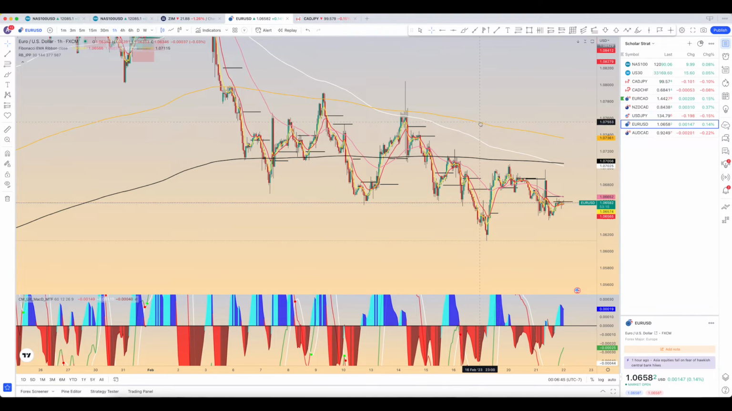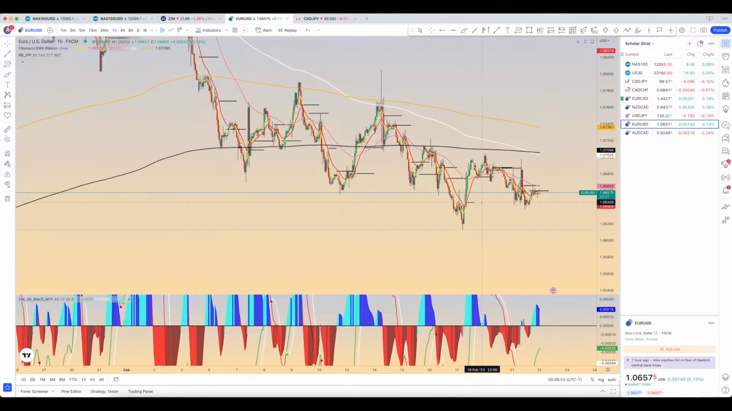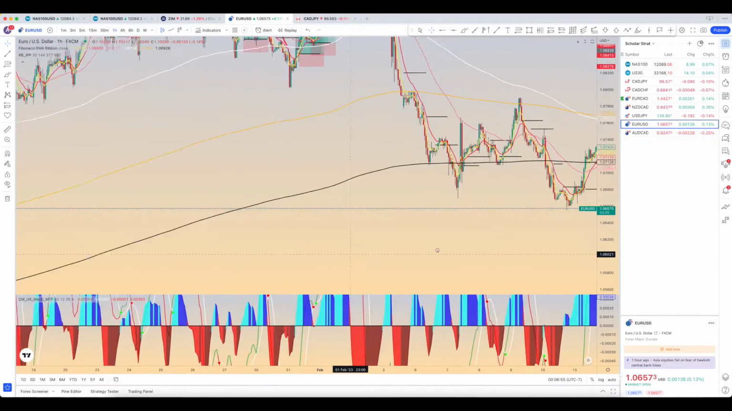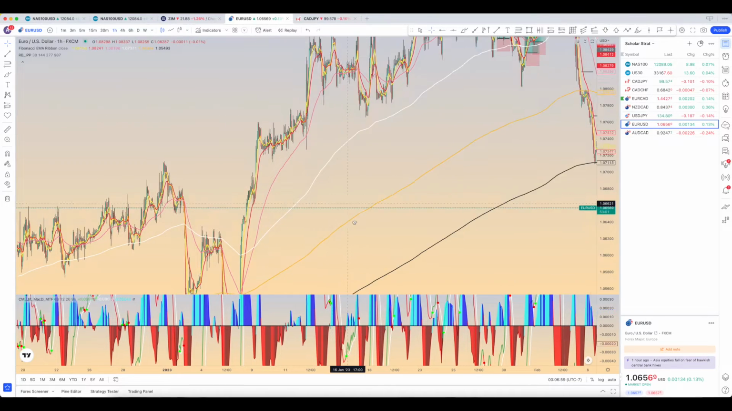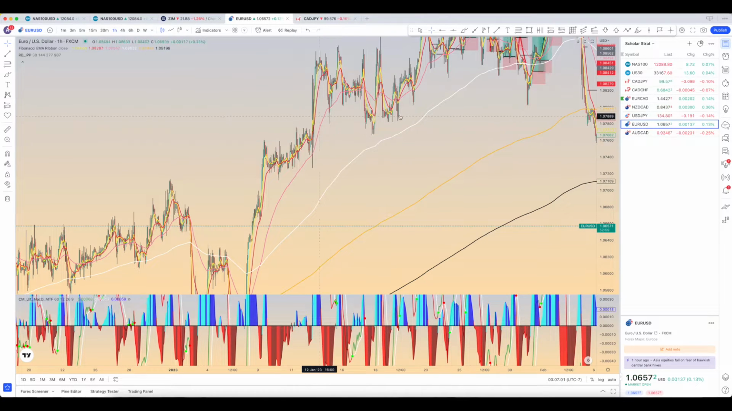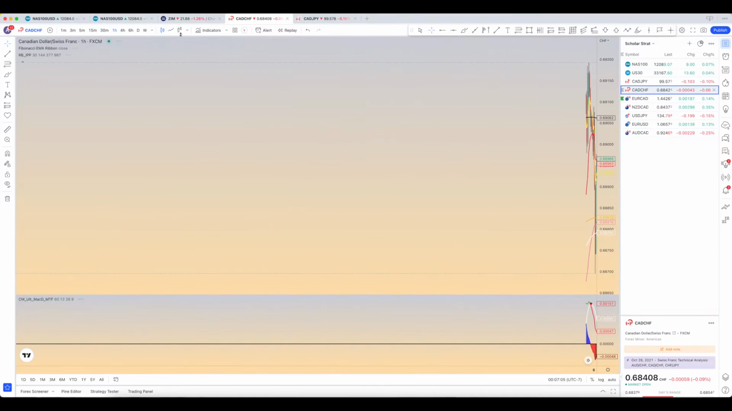So the larger EMAs, I have the gold, the white, and the black. Right? So if we see the white crossing the black and everything else starting to point down, it's a very good sign that we're going to be taking sells. If, for example, you see like this and all the lines are pointing up, this is where we're going to be taking buys. So on Euro USD right now, I'm going to go something random. I'm going to go CAD CHF.